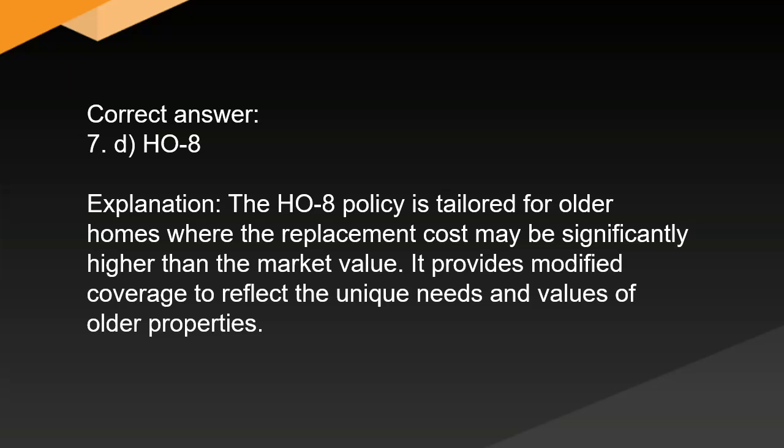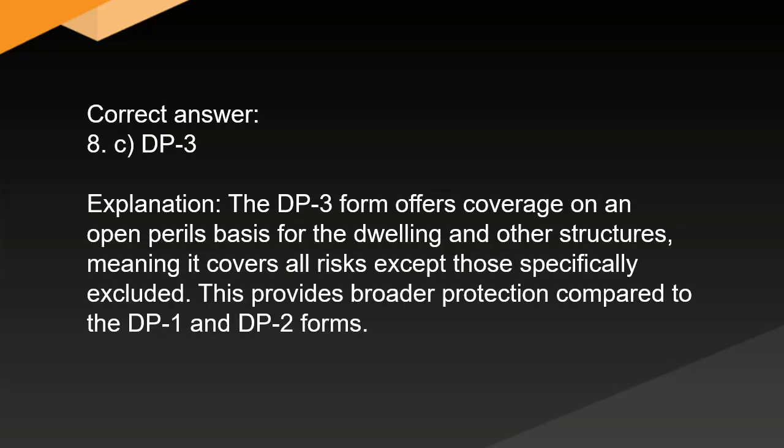Correct answer. D. Height. Explanation. The height policy is tailored for older homes where the replacement cost may be significantly higher than the market value. It provides modified coverage to reflect the unique needs and values of older properties. Correct answer. C. DPIT 3.